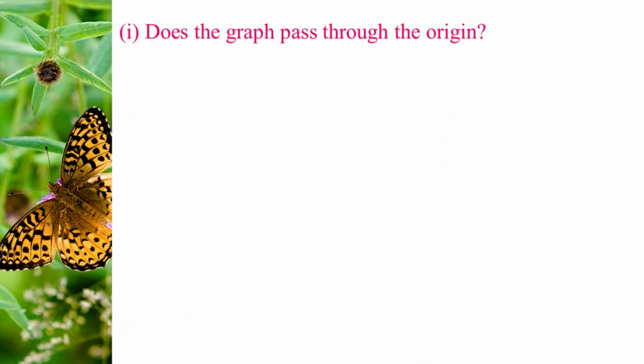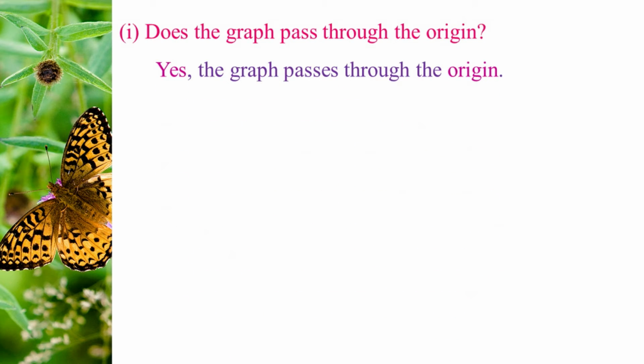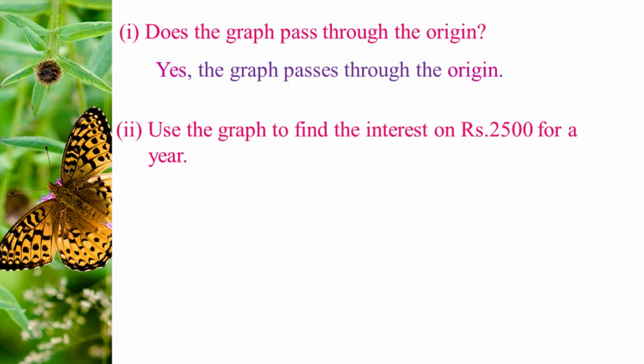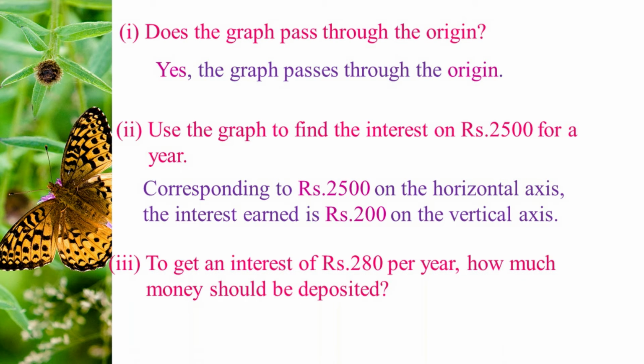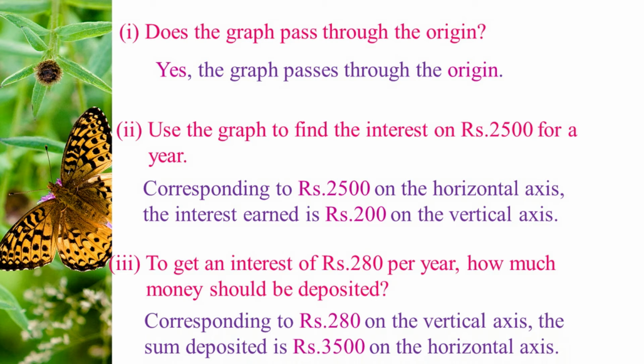Now write the answer for the following questions. Does the graph pass through the origin? Yes, the graph passes through the origin. Use the graph to find the interest on rupees 2500 for a year. Corresponding to rupees 2500 on the horizontal axis, the interest earned is rupees 200 on the vertical axis. To get an interest of rupees 280 per year, how much money should be deposited? Corresponding to rupees 280 on the vertical axis, the sum deposited is rupees 3500 on the horizontal axis.